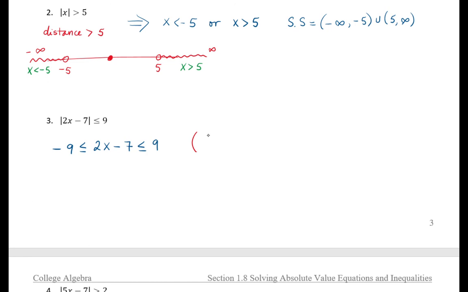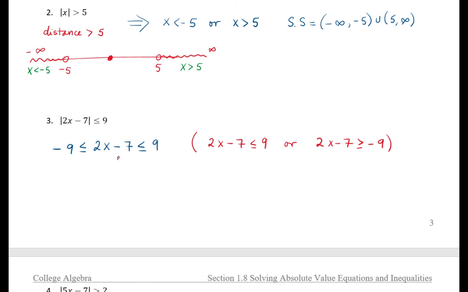In some videos or textbooks you may just see that they sometimes write it as 2x minus 7 less than or equal to 9, or 2x minus 7 greater than or equal to negative 9, which is fine. You may solve it in that way, but this makes it more simple and faster for this type of inequality.